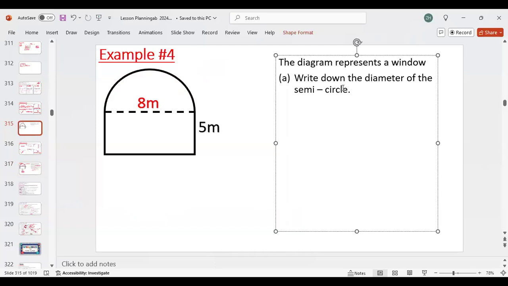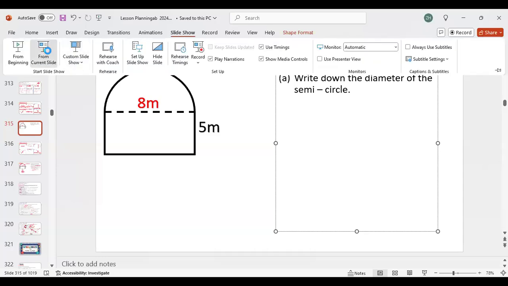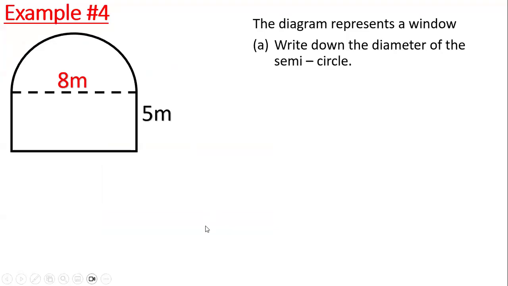Write down the diameter of the semicircle. Don't say it out loud, put it inside the chat. What is the diameter of this semicircle?